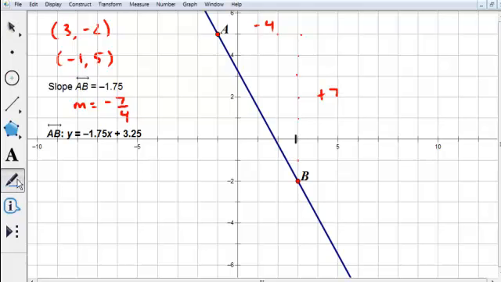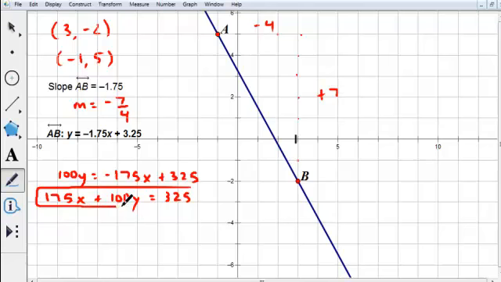If it asks you to put it in standard form, one way you could possibly do this, if you use the decimal form here, you might think, well, if I multiply every term in my equation by 100, I'd get rid of my decimal. So 100y is equal to -175x plus 325. The problem with this, even if you were to move this back into the standard form, so the x's are positive, they come first, x's and y's are on the same side of the equation, and the constant is all alone on the other side, is that this is not the standard form that I would be looking for because it's not simplified.